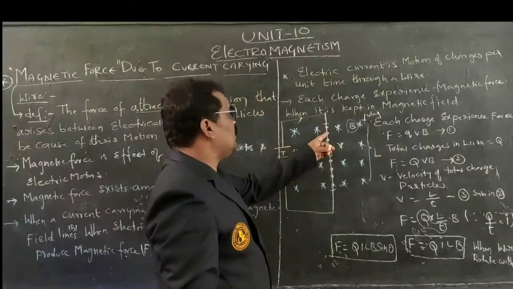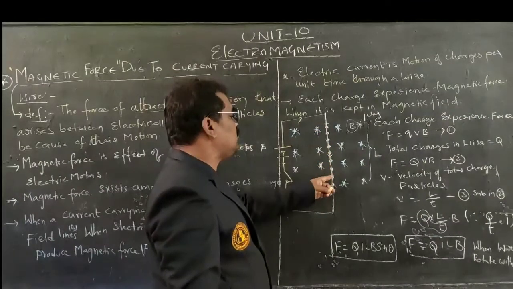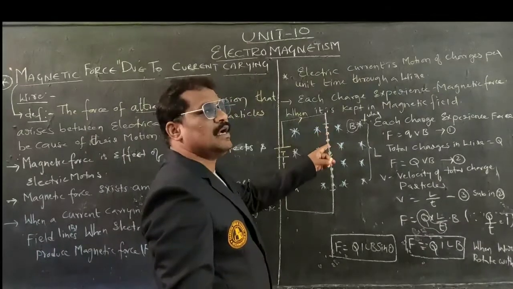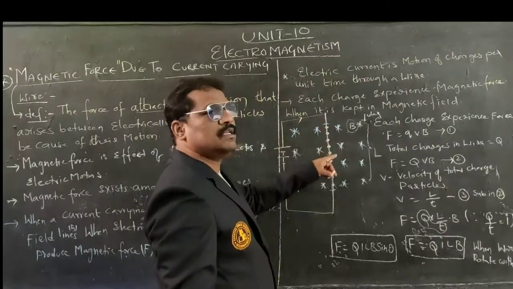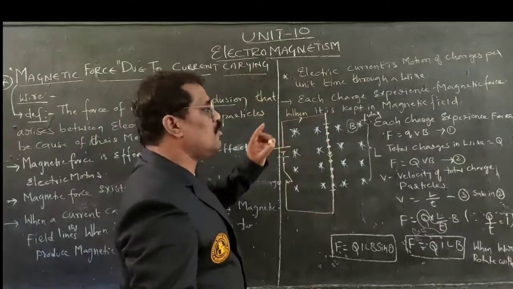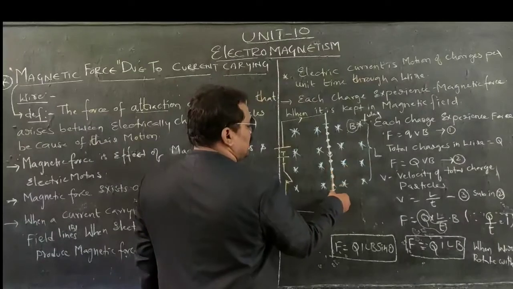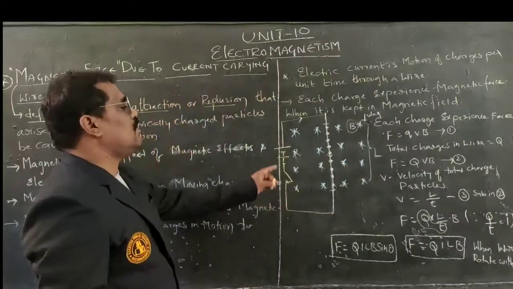Here, each and every charged particle is, for example, a negatively charged particle. What happens with negative charge? Like charges repel each other, unlike charges attract each other. Based upon these two laws, charges will be moving through this particular wire.